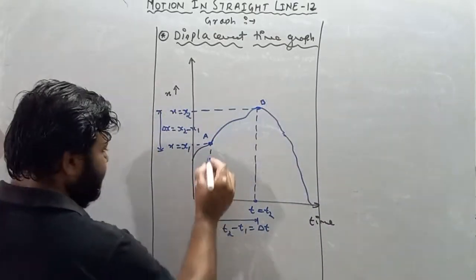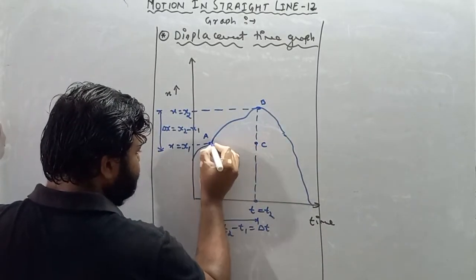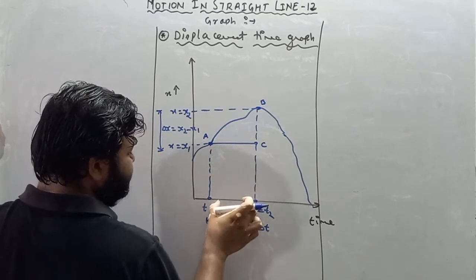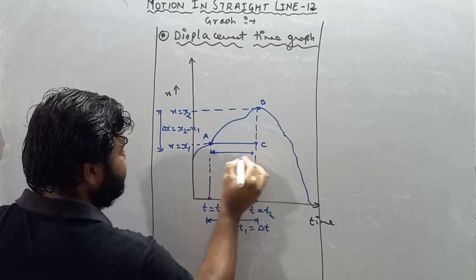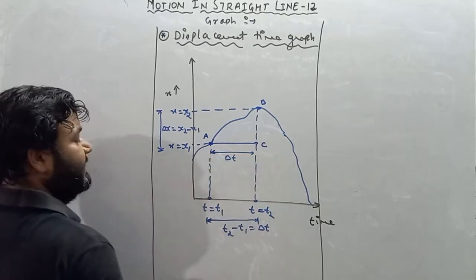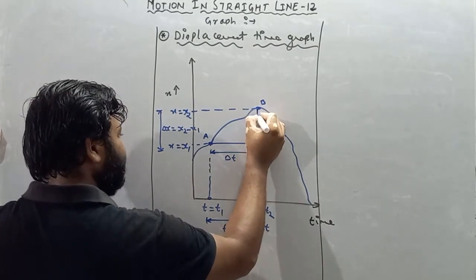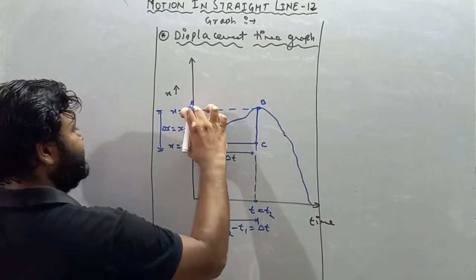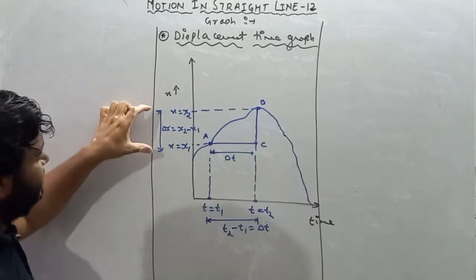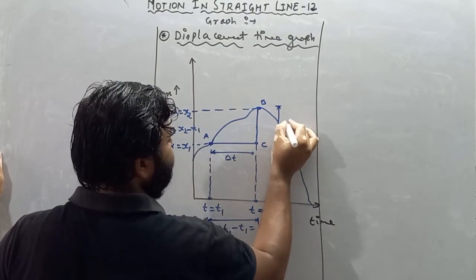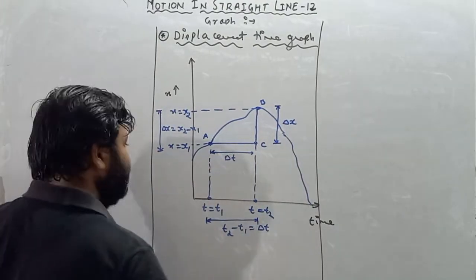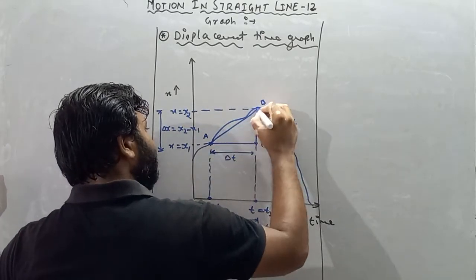Now see, my dear student, I'll make a point here. Let's suppose C, this line and this line are parallel to each other. So if this line is delta t, then this line is also delta t, which is t2 minus t1. Similarly, this line and the y-axis are also parallel. So if this line is delta x, then this is also delta x, because both lines are parallel to each other, my dear student. Now I'll join this point A and point B.